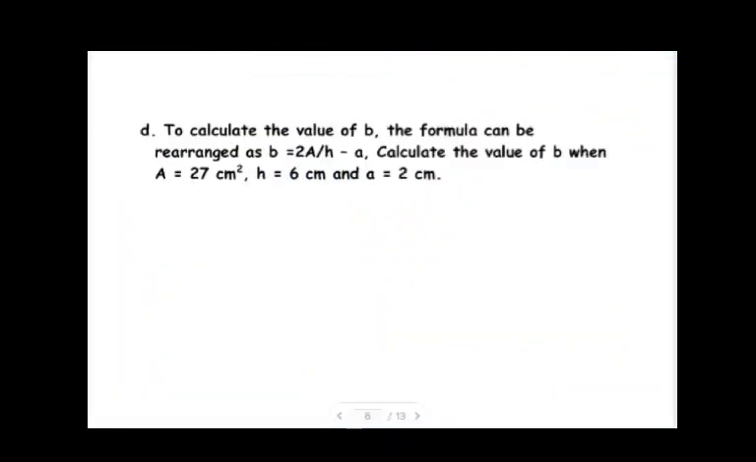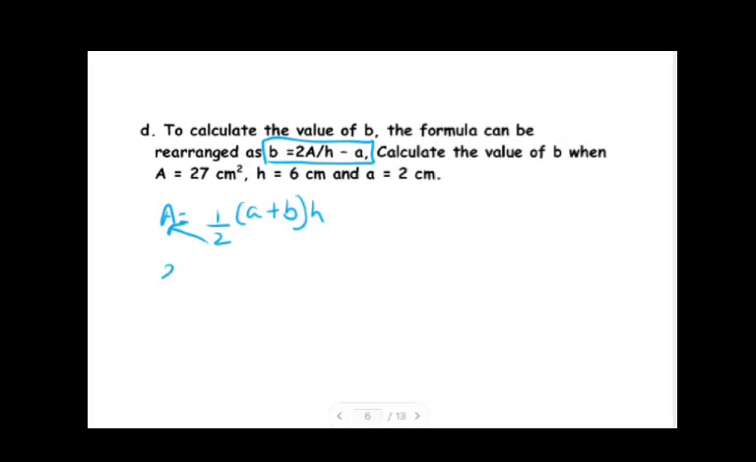Question 5D says to calculate the value of b, the formula can be rearranged as b is equal to 2A upon h minus a. Calculate the value of b when A is equal to 27 centimeters square, h is equal to 6 centimeters and a is equal to 2 centimeters. First, let me explain how they have arrived at this. What's the formula? A is equal to 1 upon 2 (a plus b) h. Okay, I take this 2 on the other side, as we are trying to make b the subject.